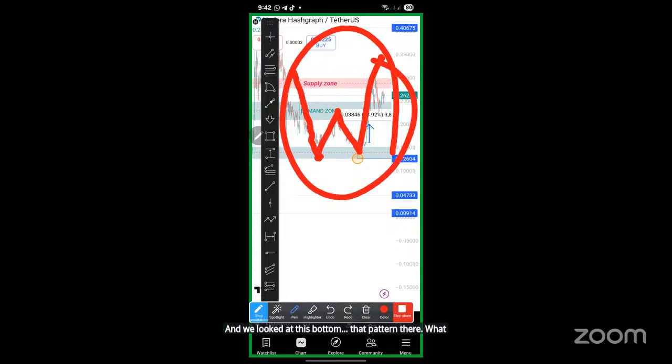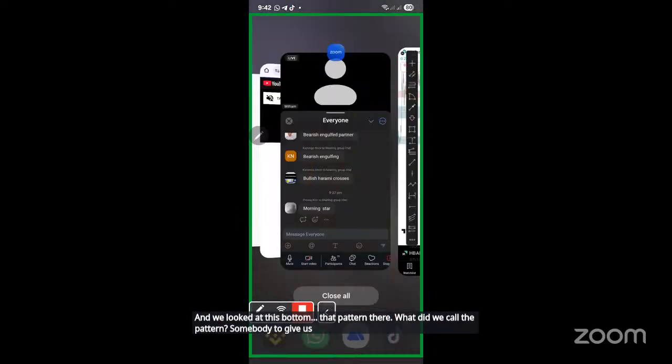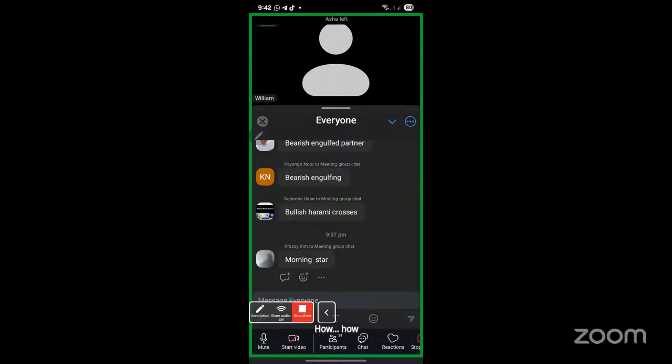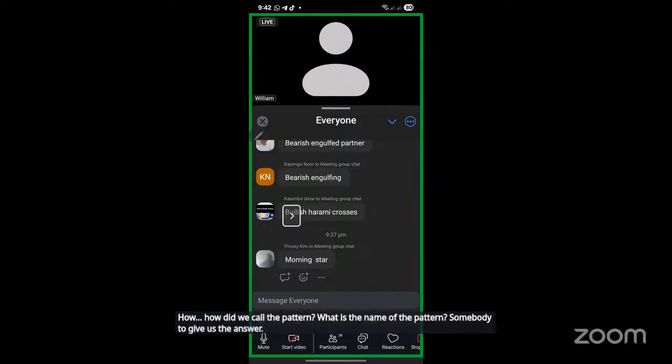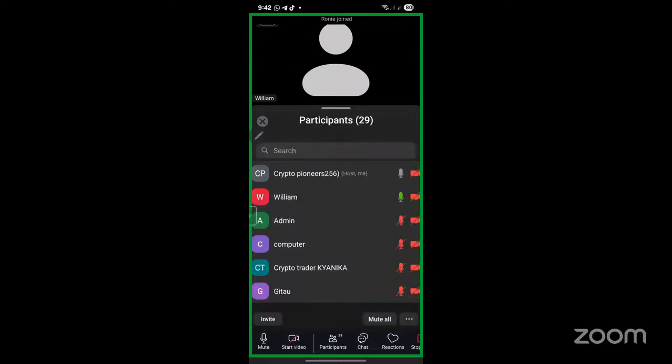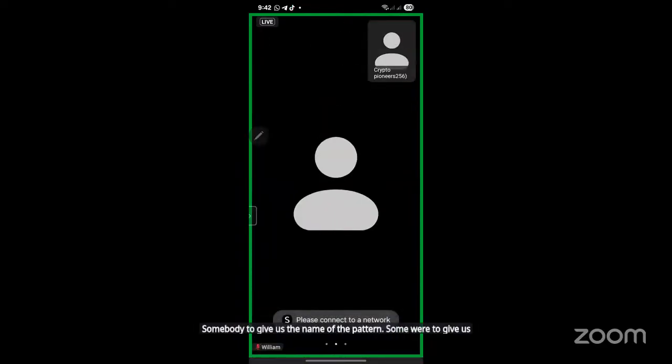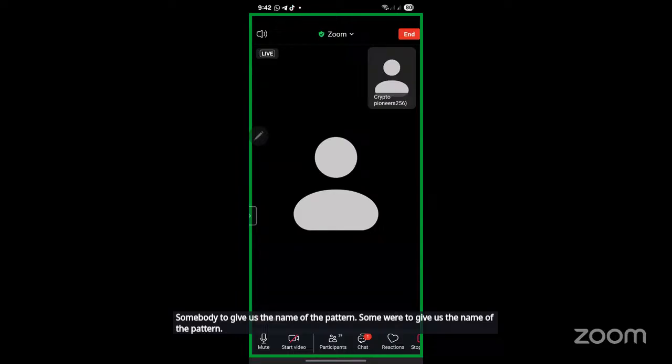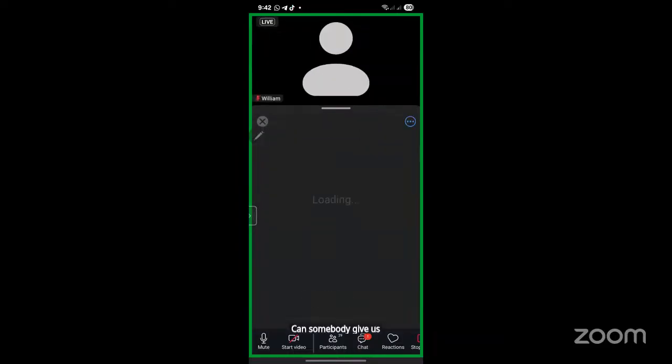What did we call the pattern? Somebody to give us the answer in the chat. What is the name of the pattern? Can somebody give us the name of the pattern?